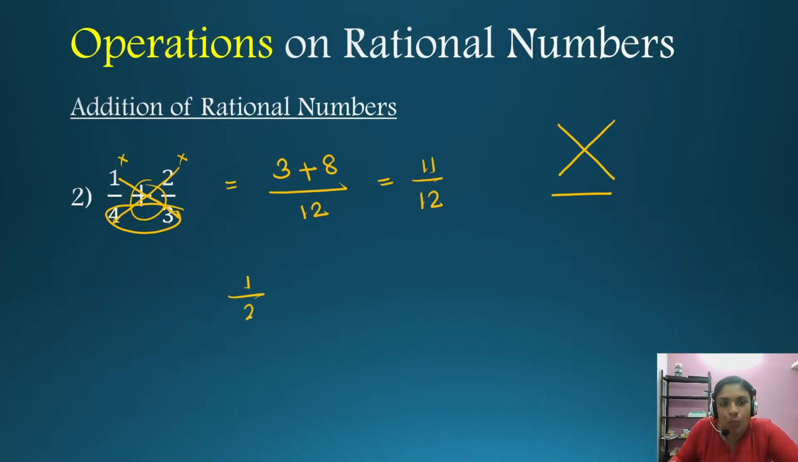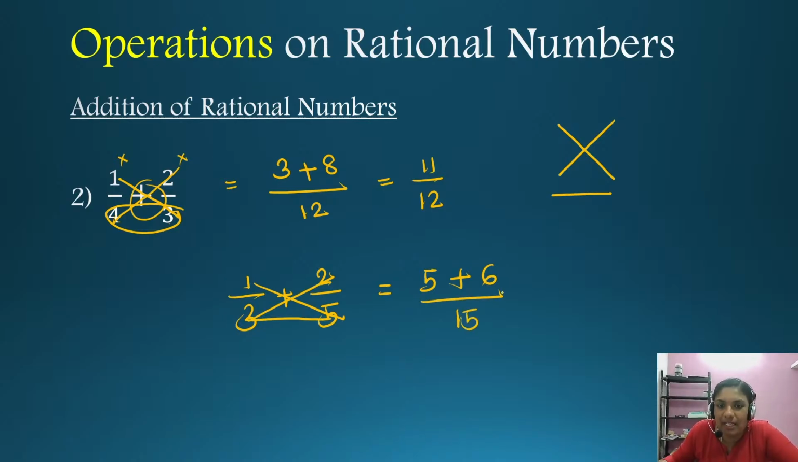Let's see another question. 1 by 3 plus 2 by 5. How will you do this? 1 into 5, 5, plus 3 twos are 6, by now straight multiplication: 3 fives are 15. 5 plus 6, 11 by 15. This is the sum.